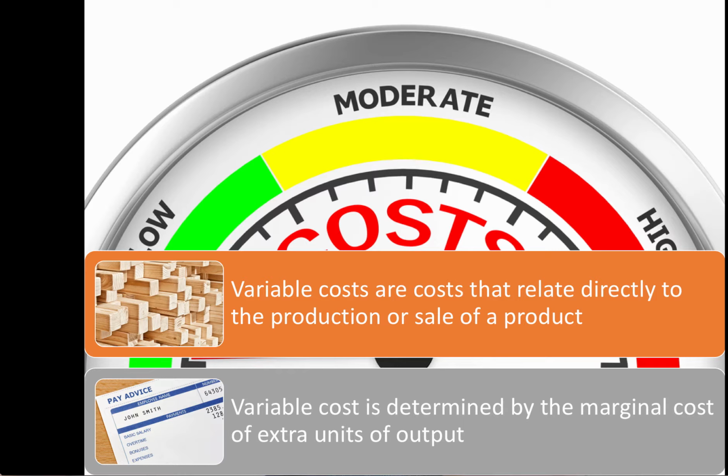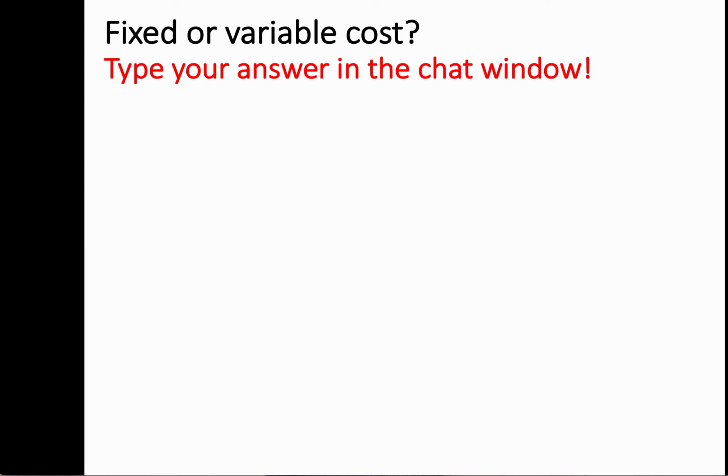In contrast, variable costs are costs that relate directly to the level or the volume of production, the level of sales of a good or service. So as output goes up, so too will total variable costs. And the key exam point is that variable cost for a business is determined by the marginal cost of extra units of output. So please remember to link variable cost to marginal cost.